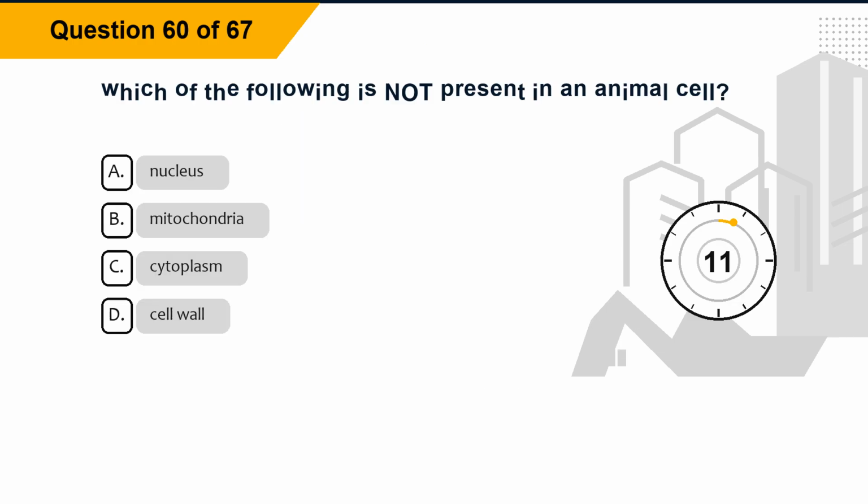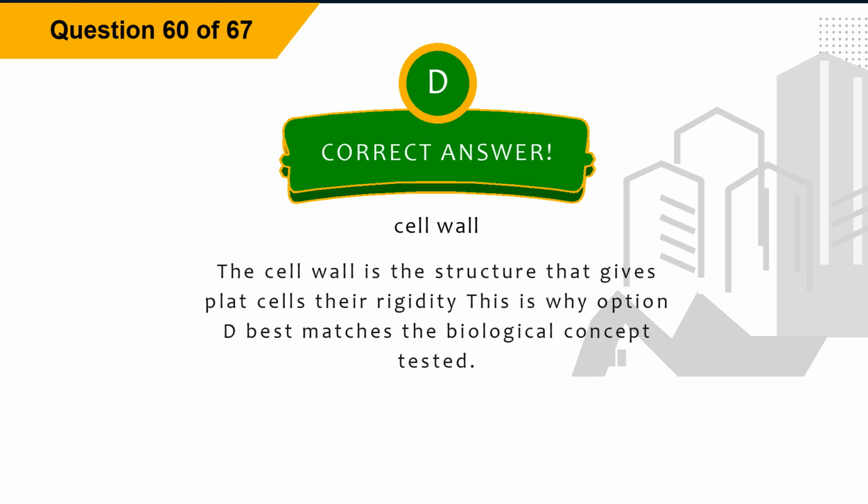Question 60. Which of the following is not present in an animal cell? Option A, nucleus. Option B, mitochondria. Option C, cytoplasm. Option D, cell wall. The correct answer is option D, cell wall. Explanation: the cell wall is the structure that gives plant cells their rigidity. This is why option D best matches the biological concept tested.